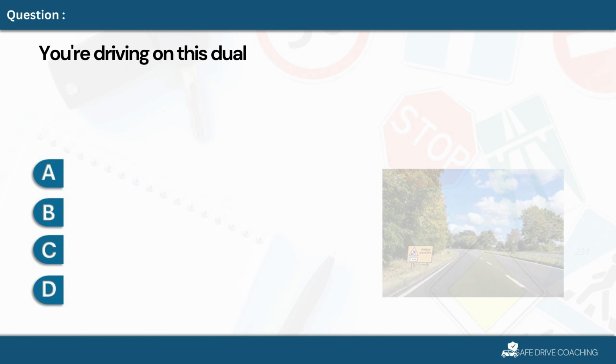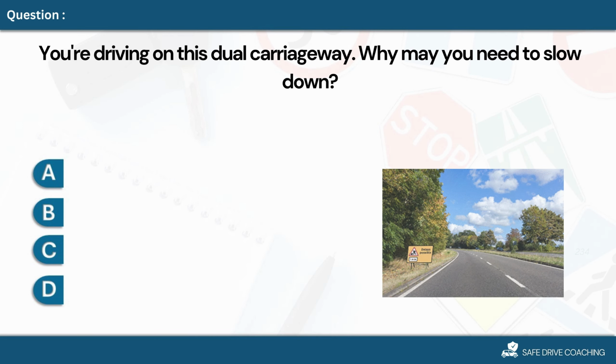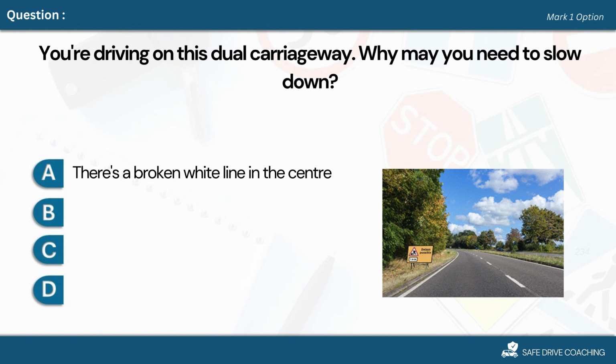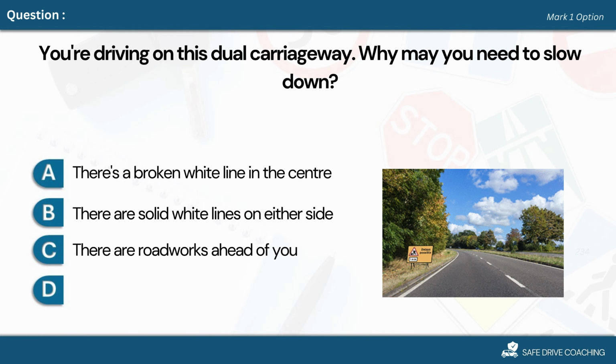You're driving on this dual carriageway. Why may you need to slow down? A. There's a broken white line in the center. B. There are solid white lines on either side. C. There are roadworks ahead of you. D. There are no footpaths.